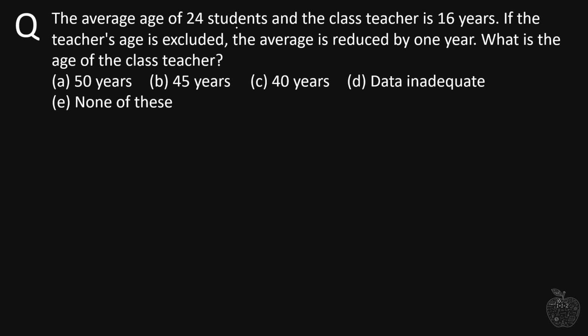The average age of 24 students and the class teacher is 16 years. If the teacher's age is excluded, the average is reduced by 1 year. What is the age of the class teacher?